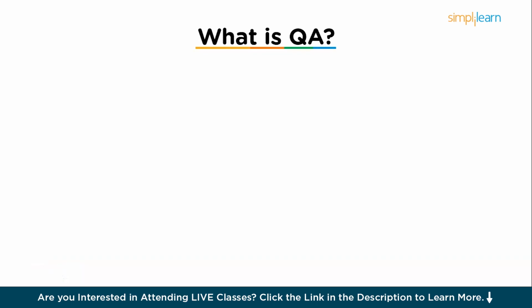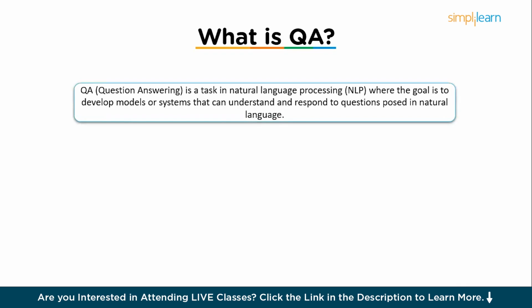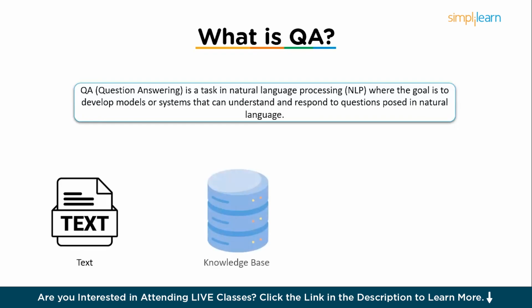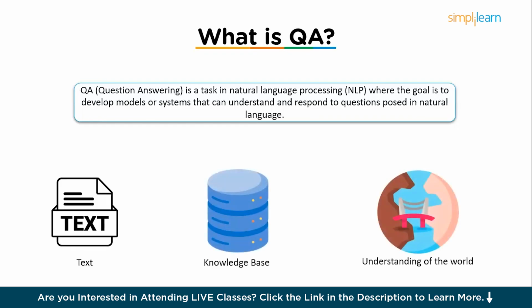So now we have: what is QA? QA, or question answering, is a task in natural language processing where the goal is to develop models or systems that can understand and respond to questions posed in natural language. Essentially it's about teaching machines to answer questions based on either a given passage of text, a knowledge base, or even their understanding of the world.